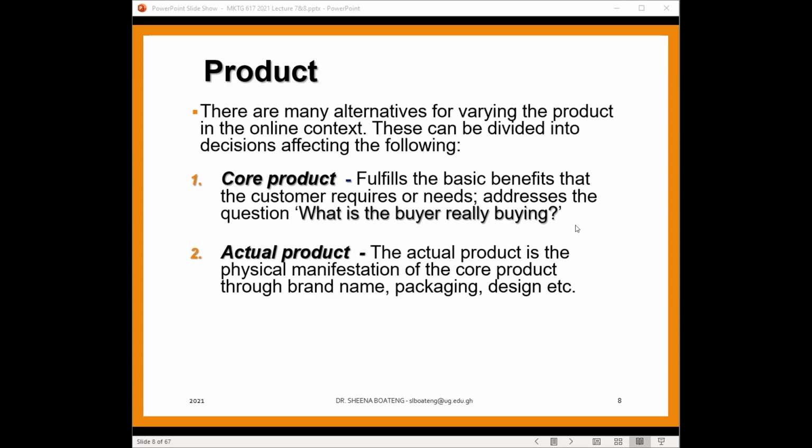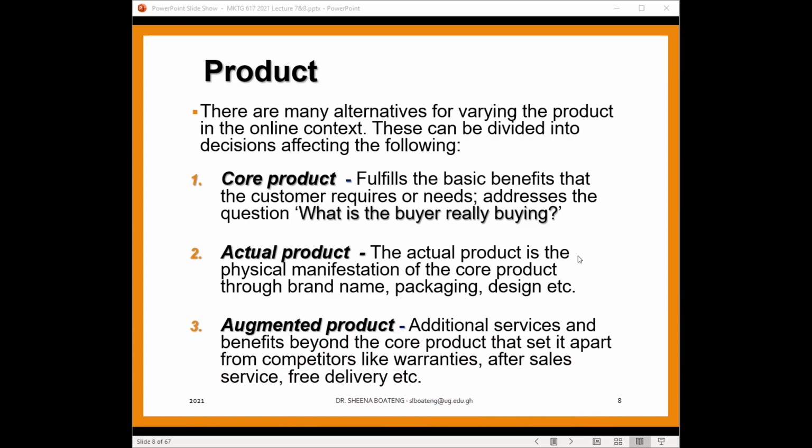So these together constitute what we refer to as the actual product, because that is how the core product is packaged and brought to us, right? Now, beyond the actual product, we can also talk about the augmented product. And these are additional services and benefits beyond the core product and how it's presented to us that set it apart from competitors. And here we can talk about things like warranties, after-sales service, free delivery, among others that can be offered as part of the package, which includes the core product and the actual product.